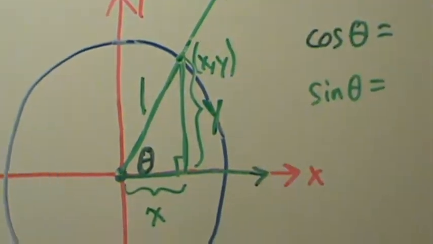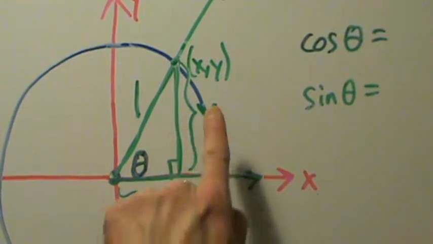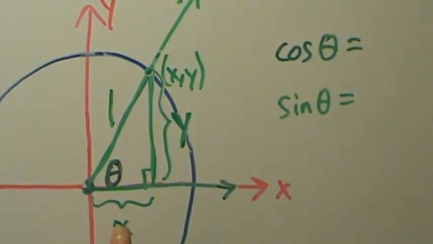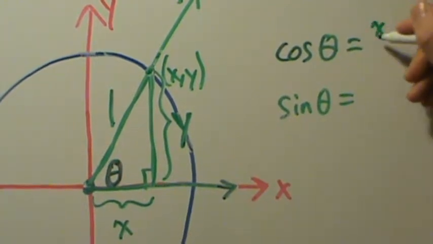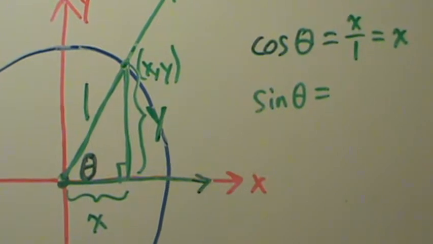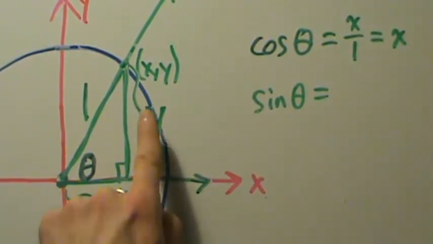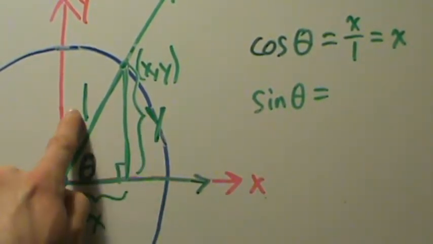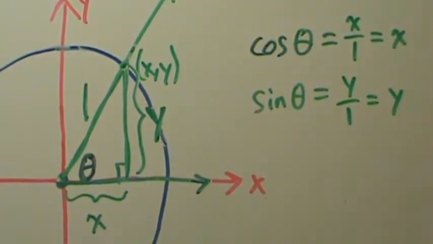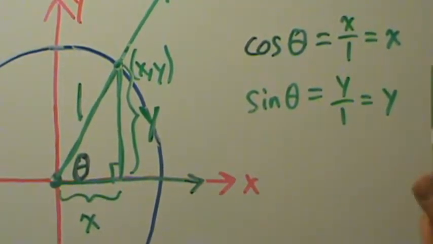Okay? So now we have the adjacent side, the opposite side, and the hypotenuse. So the cosine of theta is the adjacent side divided by the hypotenuse, which is x divided by 1, which is just x. Okay? And the sine of theta is the opposite side divided by the hypotenuse, which is y divided by 1, which is just y. Okay? So cosine of theta is x, sine of theta is y.